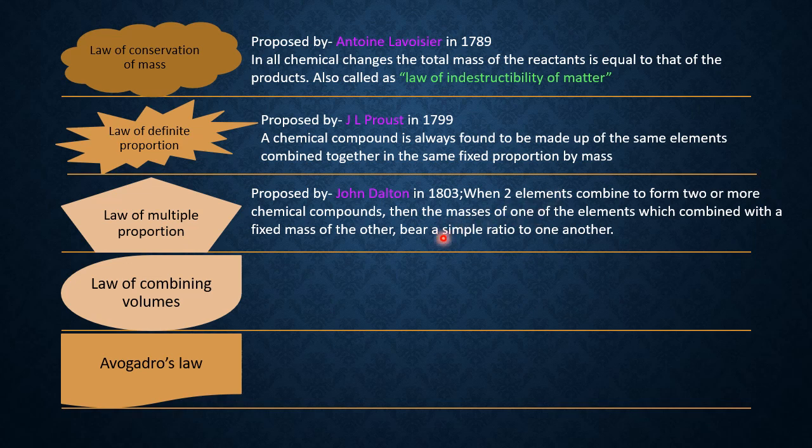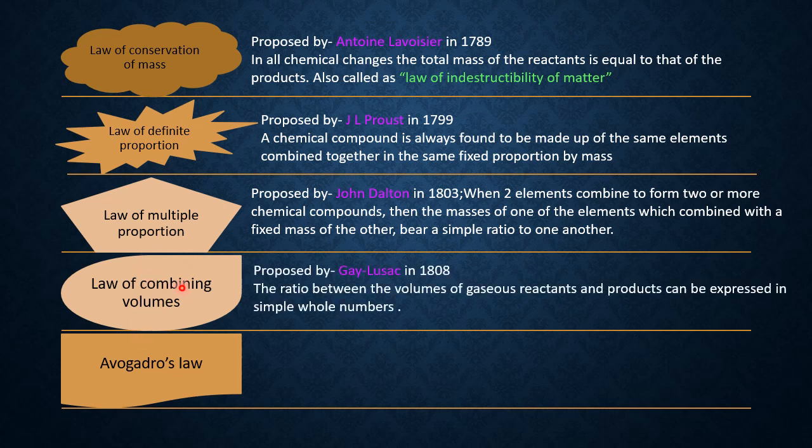Now, law of combining volumes. This is a new law in the 11th class. These two laws we have studied in the 9th class, whereas this law plus the remaining two laws are for the 11th class. Let us see the law. This is by Gay-Lussac in 1808. The ratio between the volumes of gaseous reactants and the products can be expressed in simple whole numbers. This law is for the gaseous reactants. Is it for solid or liquid?